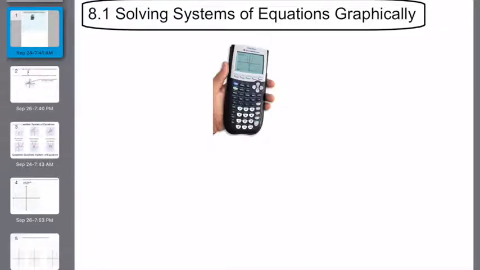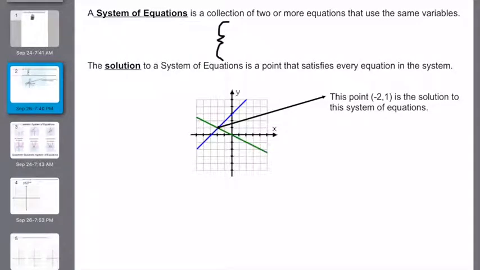Let's get started then. So first things first, a system of equations is a collection of two or more equations that use the same variables. Usually we're going to use x and y as our variables. And then a solution to a system of equations is a point that satisfies every equation in the system.